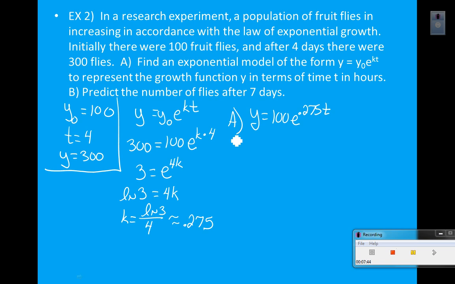To do my part B, predict the number of fruit flies after 7 days, I'm going to go y equal 100 e to the 0.275 times 7. I'll grab my calculator, run that through. You know, I've already done that for you. About 686 pesky flies.